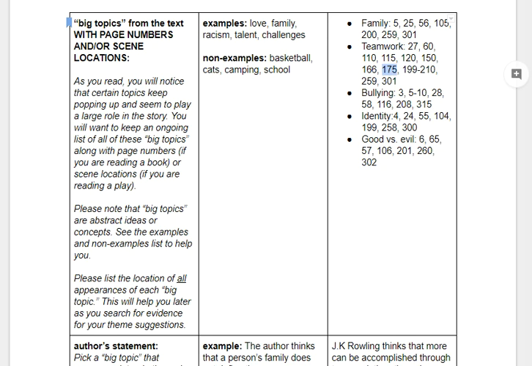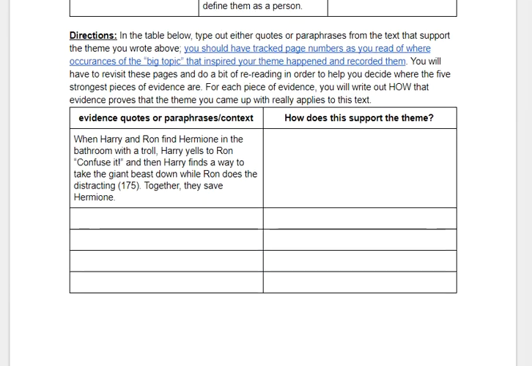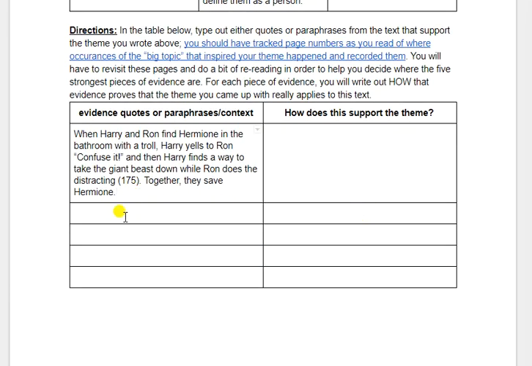That's okay. How many different pieces of evidence do I need to have prepared for my academic discussion? Well, let's look at this table. How many spots are there for quotes? 1, 2, 3, 4, 5. So I'm looking for 5 good quotes or paraphrases from the text with page numbers that really demonstrate the theme that I've decided on. So when I went to page 175, I reread that little section and went, oh yeah, this is when Harry and Ron find Hermione in the bathroom with a troll.